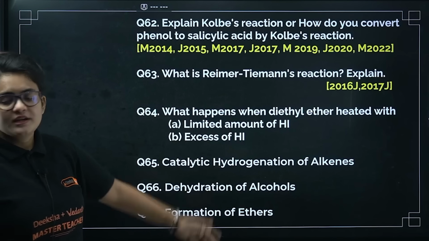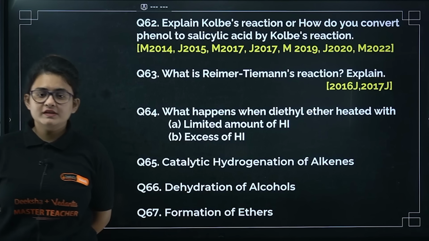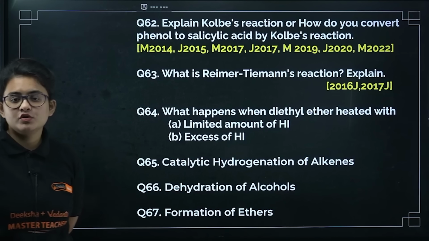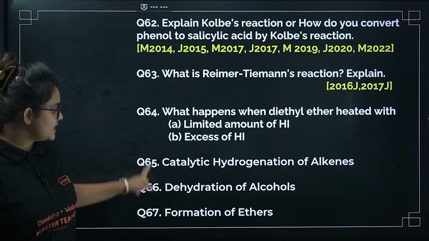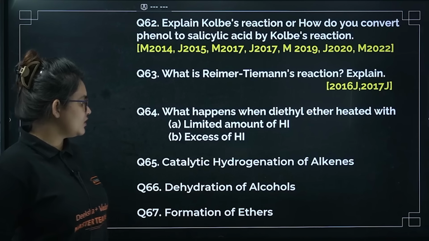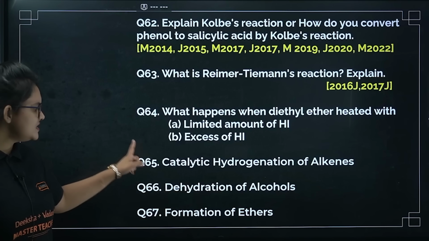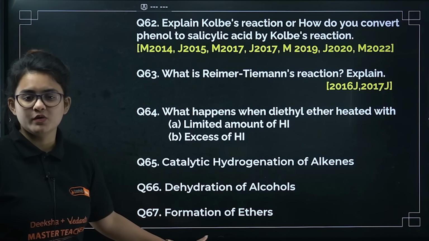Okay, so any kind of ether, if it is treated with HI, limited amount of HI and excess amount of HI, and all these three mechanisms: catalytic hydrogenation of alkene, dehydration of alcohol and formation of ethers. These three mechanisms are very, very important.